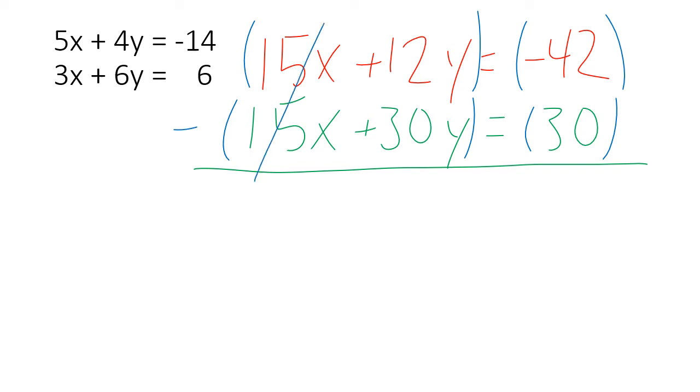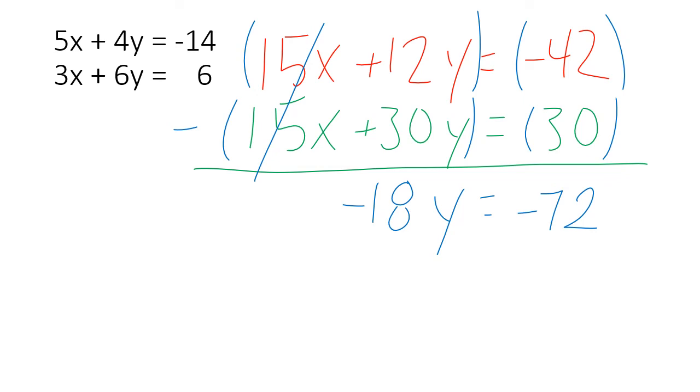12 minus 30. What's the difference between 30 and 12? If I were to subtract 12 from 30, I would get 30 minus 10, which is 20, minus 2 is 18. So 12 minus 30 is going to be negative 18 y here. Okay, negative 42 minus 30, that means we're adding them, and that is going to be negative 72. All right, now we just have to solve for y.